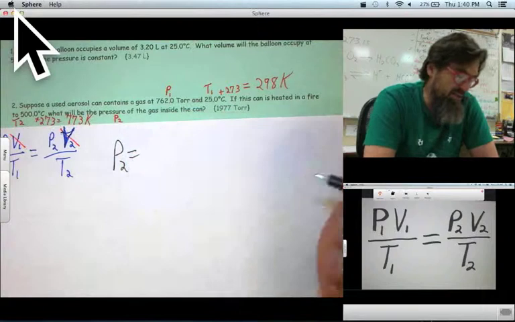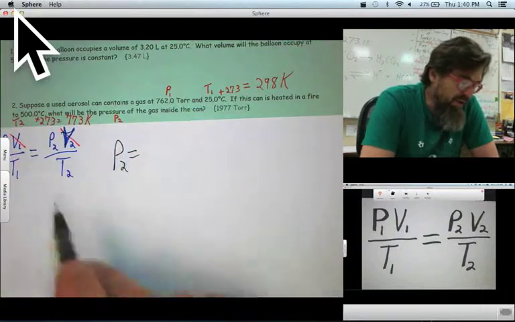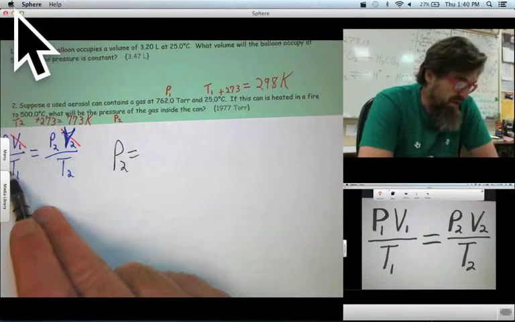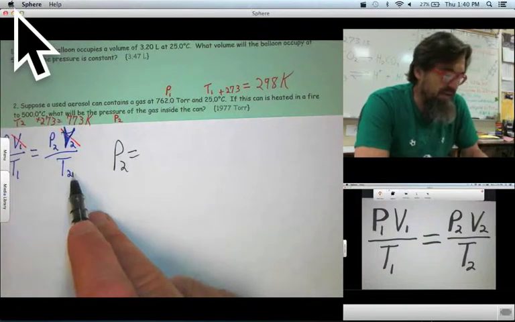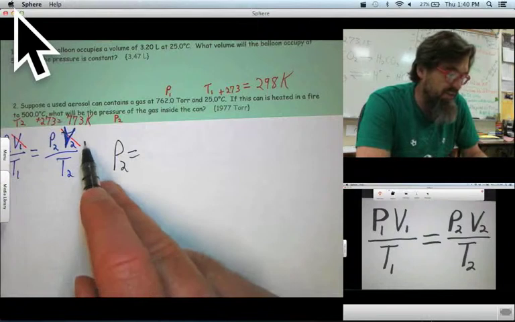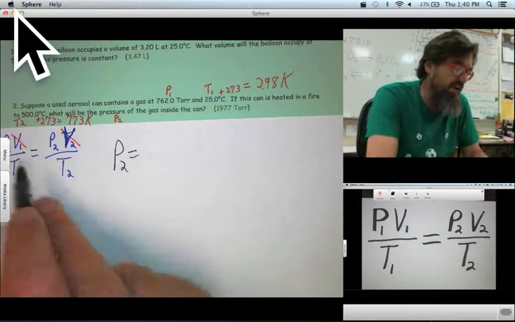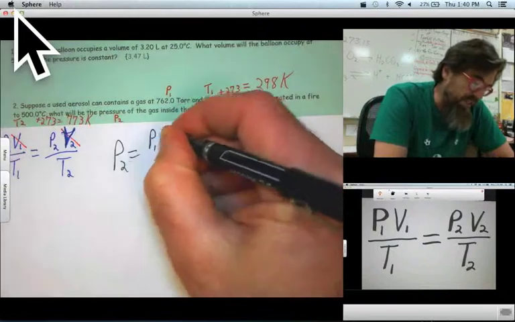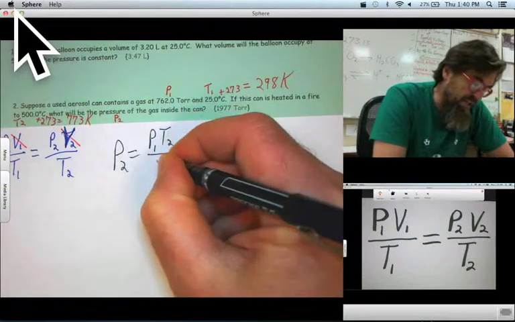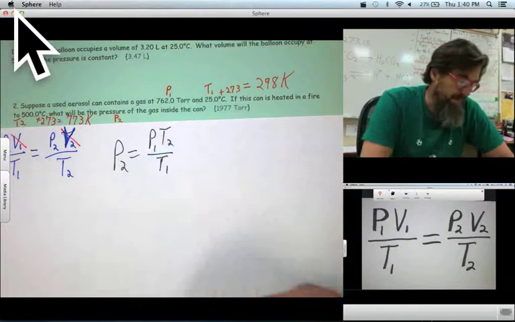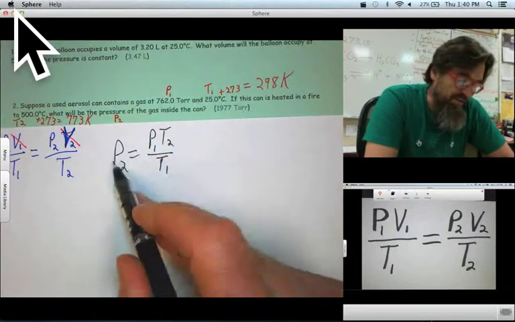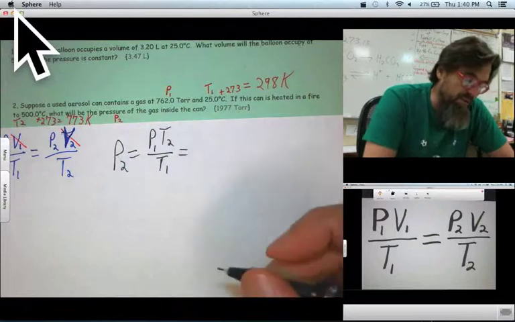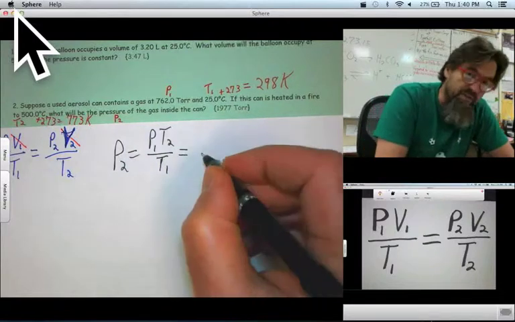P2 equals, and what does P2 equal? Well, P2 equals P1 over T1, and then we need to get T2 on the other side. Multiplying both sides by T2, it cancels over here. We get T2 on top over here. So it equals P1 T2 over T1. And there, we're practically finished. We've got the formula for the variable that we want. We just want to put an equal sign and substitute.